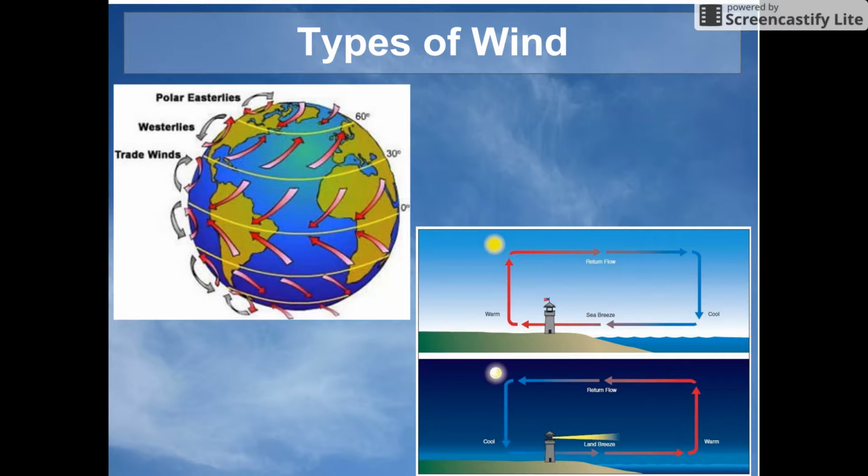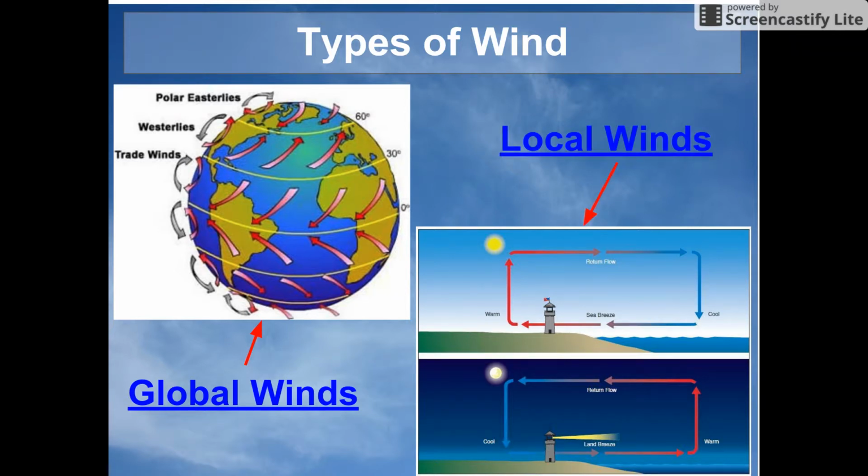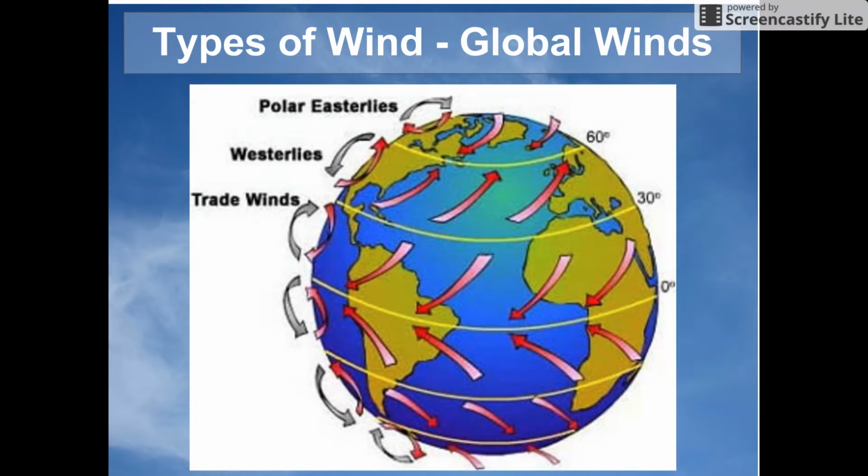Types of wind. There are two types of wind. There are global winds, which impact the entire Earth, and local winds, which are, well, local. Winds are named by the direction from which they blow. So again, winds are named by the direction from which they blow.